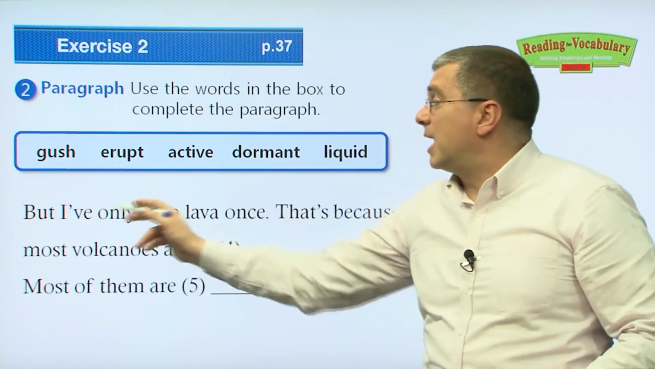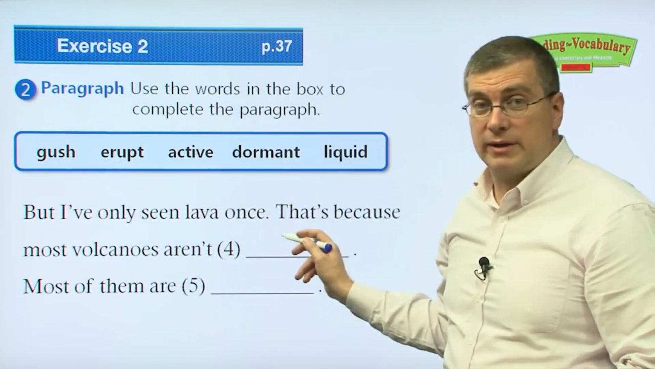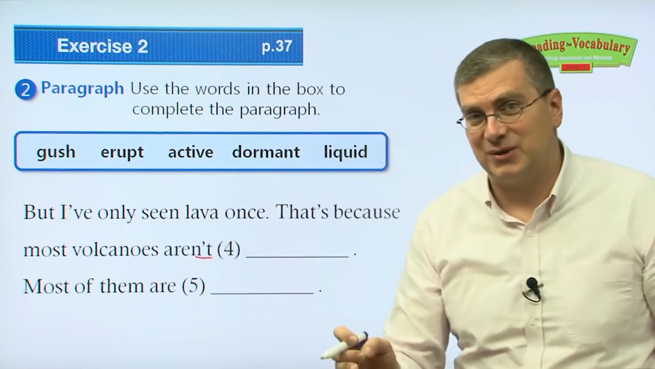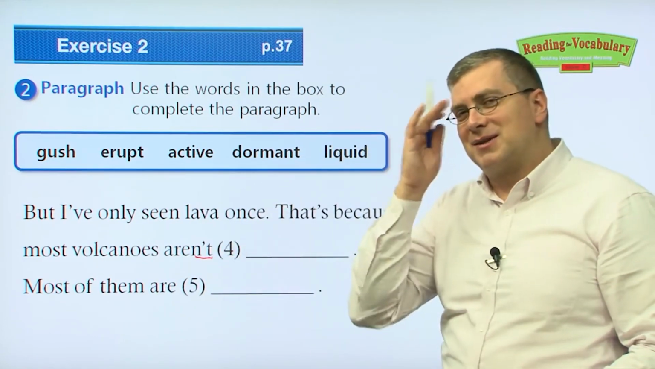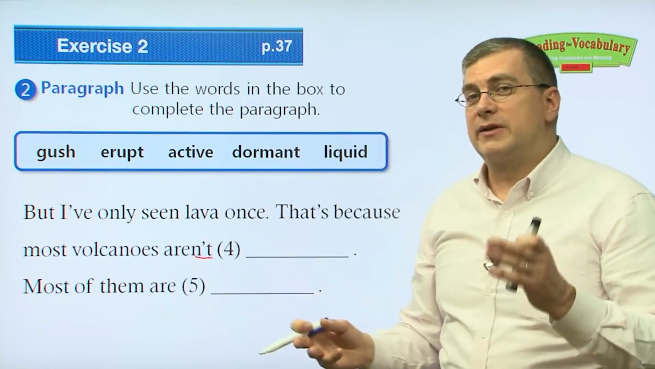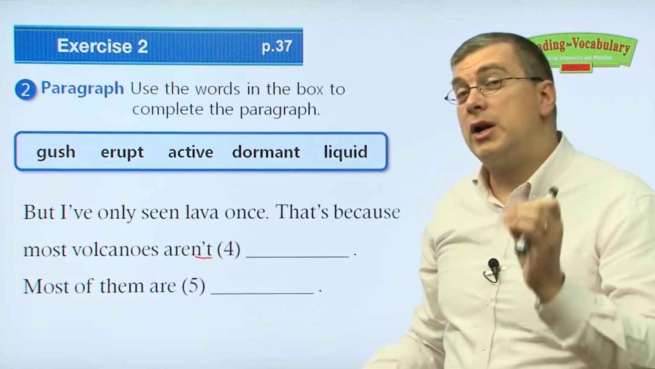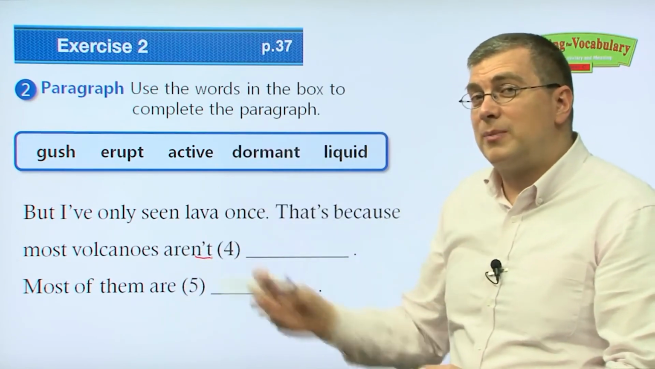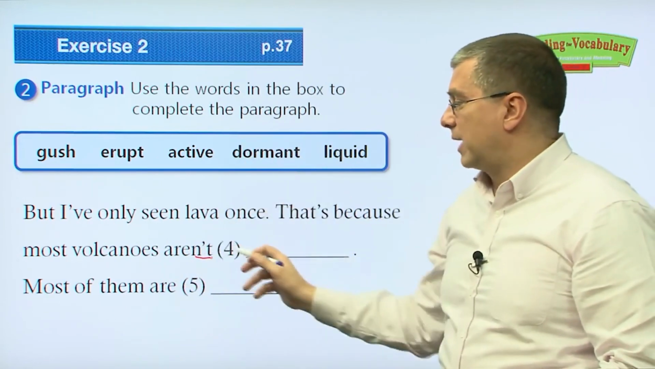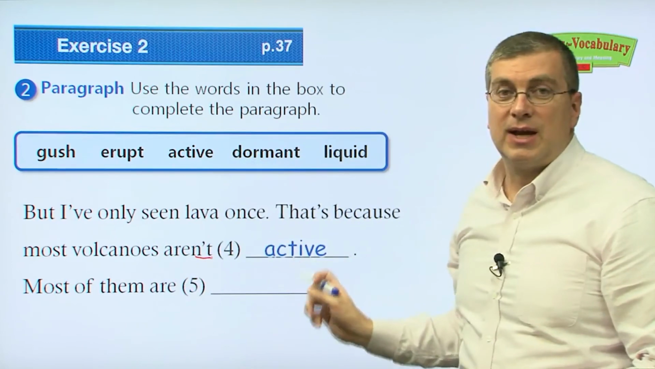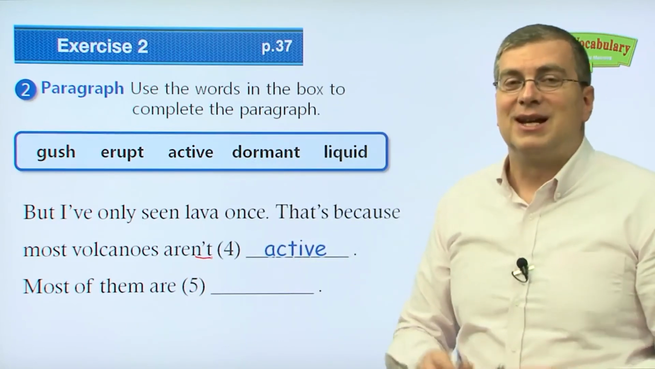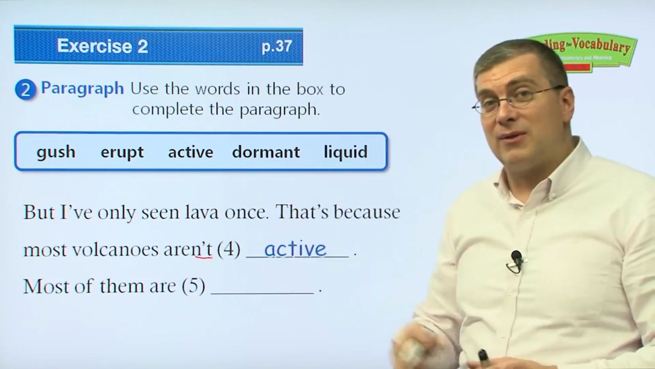Continuing on the slide, but I've only seen lava once. That's because most volcanoes are not what? Okay? So think about this. I said it's rare to see a volcano erupt because most volcanoes are not what? If a volcano is erupting, is it active or is it passive? Most volcanoes are not active, and that's a good thing, right? Whew. We don't want most volcanoes to be active because that would be dangerous for the people around the volcano.